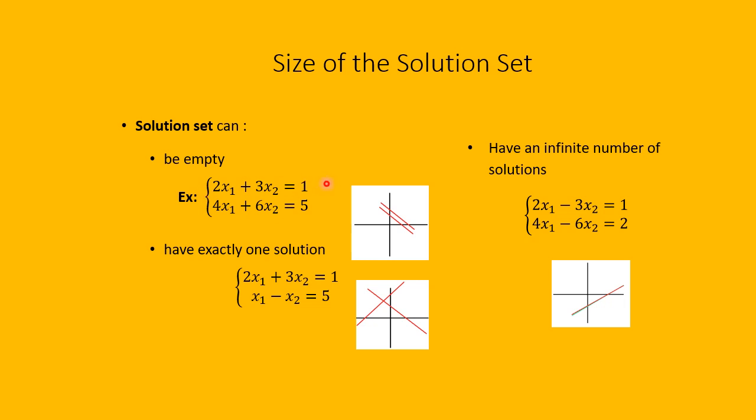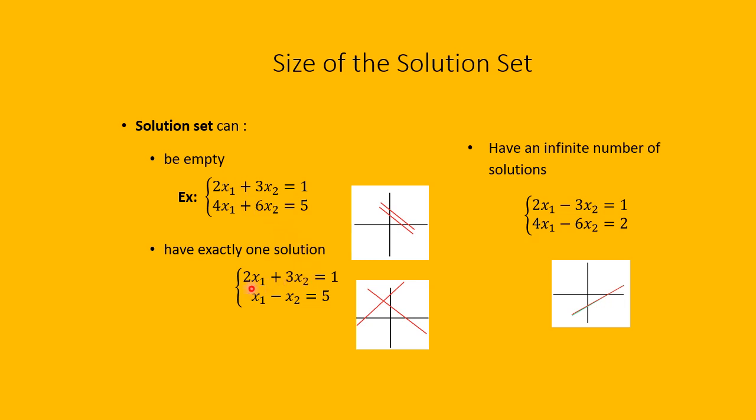Notice that if I multiplied this first equation on both sides by a factor of 2, we would have 4x sub 1 plus 6x sub 2, which is the same thing I have down here, equals 2, not 5. So it's impossible to find values of x sub 1 and x sub 2 that make both of these equations true. So there is no solution to this system of equations.